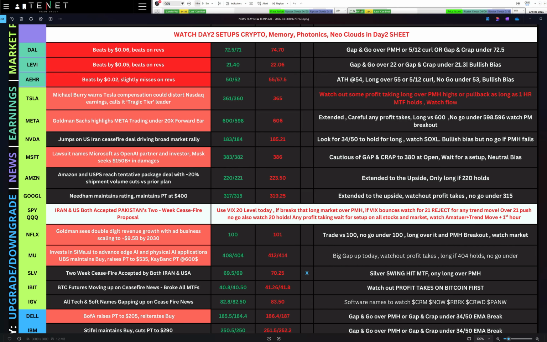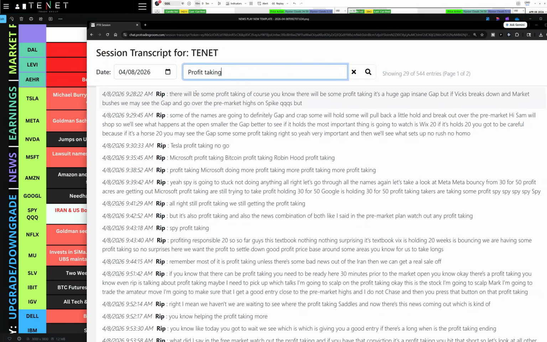So the plan in the pre-market that I clearly explained to the traders was there will be some profit taking, profit taking on the huge gap up. But if VIX breaks down, the market can push.